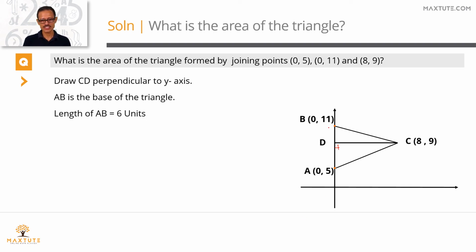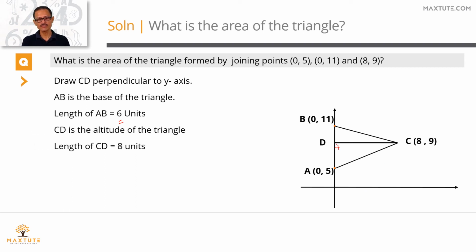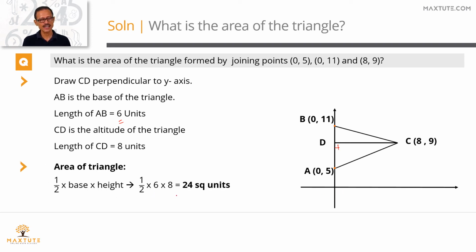AB is the base, which is equal to 11 minus 5, 6 units. CD is a perpendicular distance of point C from the y-axis. CD therefore measures the x-coordinate of this point, which is equal to 8 units. Area is half into base into height, half into 6 into 8, which is equal to 24 square units.